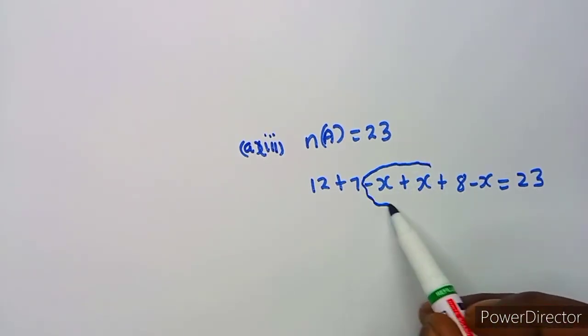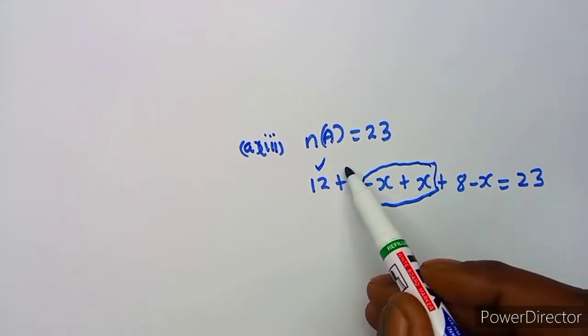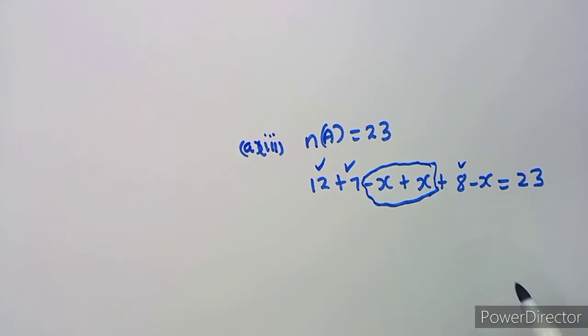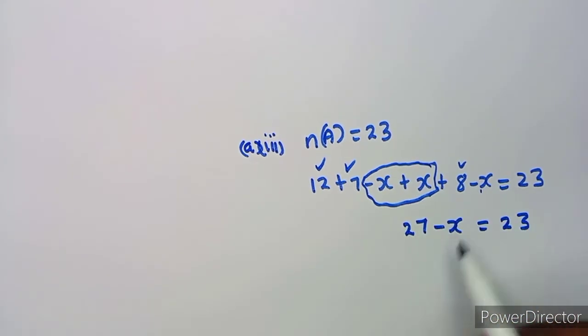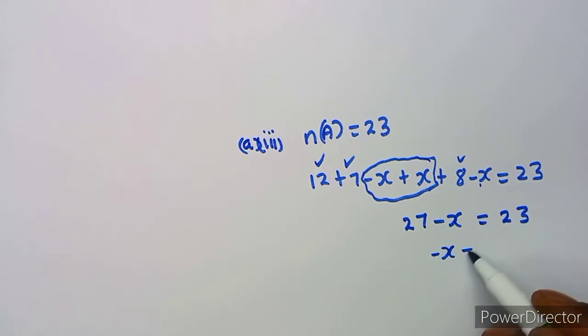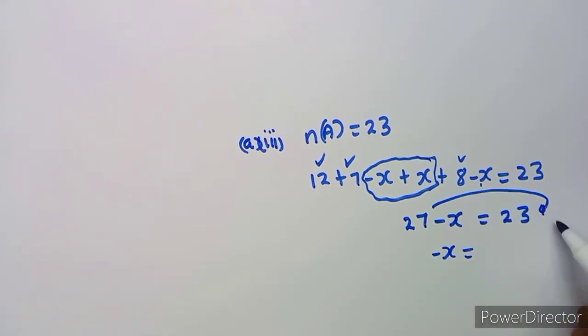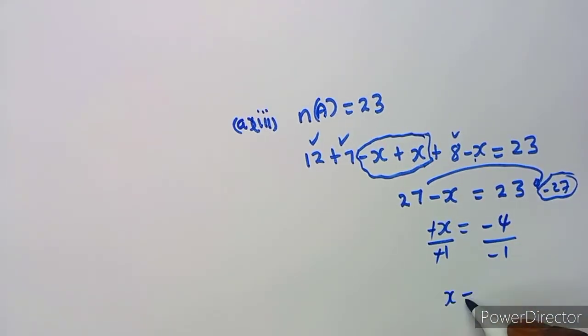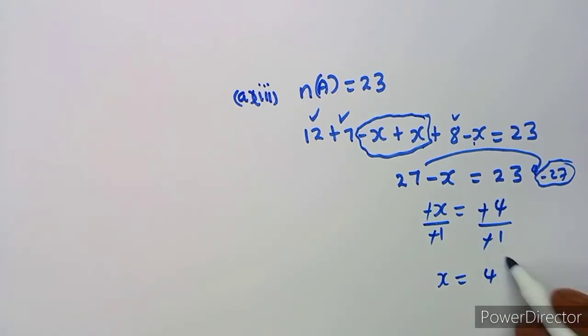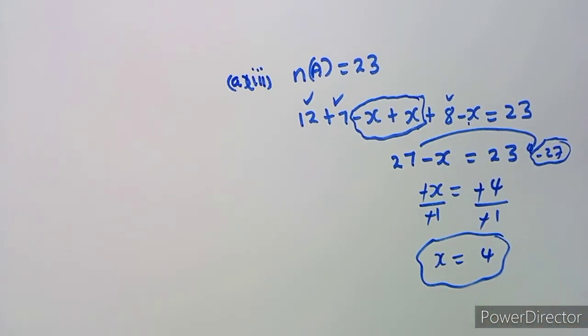So take note here, it's minus x plus x, which is a 0. So you can add 12 plus 7 plus 8, and this will give us 27. It's going to give us 27 minus x, which is equal to 23. So you can simply make x the subject, whichever way is good for you, but you can easily transpose this. It's minus 27 here, so 23 minus 27, that's minus 4. I can divide by minus 1 both sides. Remember, I want to calculate the value of x, not minus x. So this can cancel, and my x is going to be 4. So in this case, that's what you're obtaining as the value of x, which is 4.